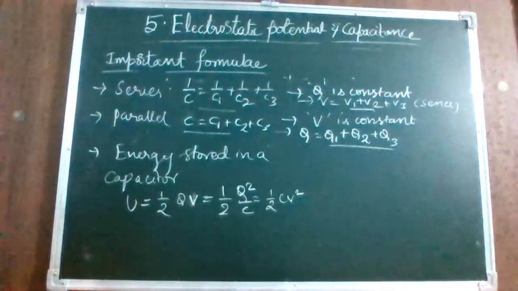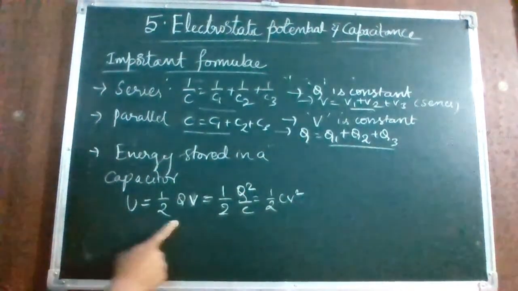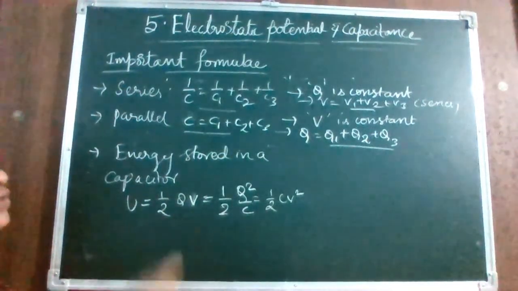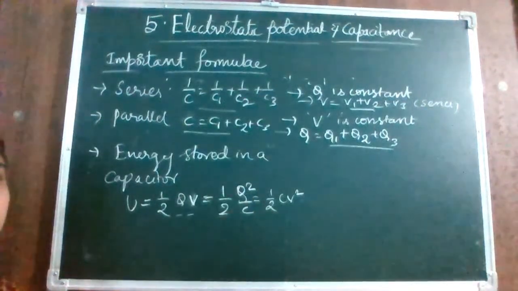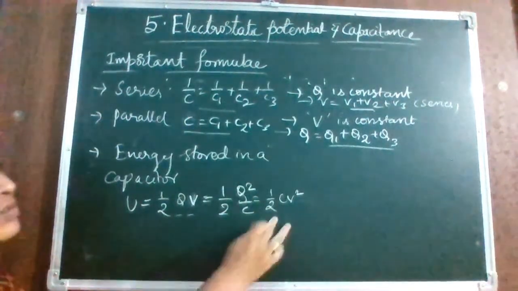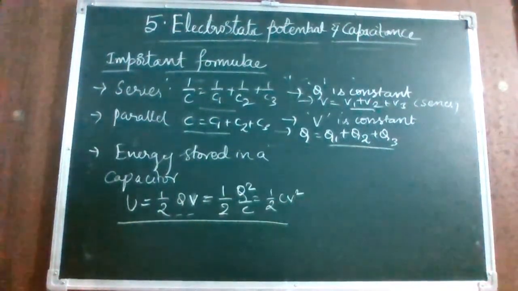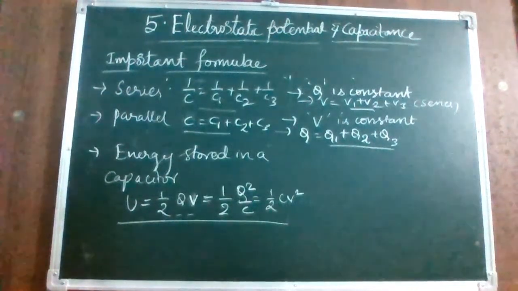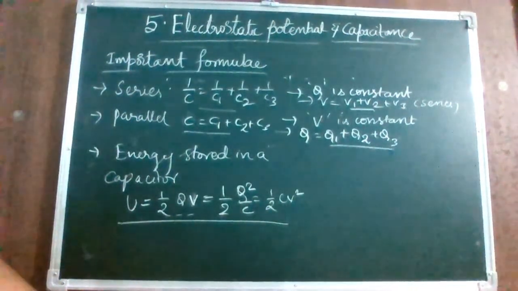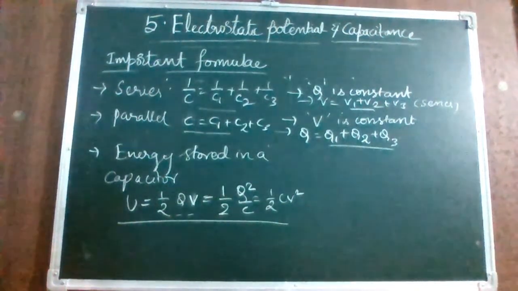And also, for the energy stored in a capacitor, we have the equations U is equal to half Q into V, where Q is the charge and V is the potential, and half Q square by C, that is equal to half C V square. These equations are also very important for the energy stored in a capacitor. For solving the problems, these are all the formulas you will have.